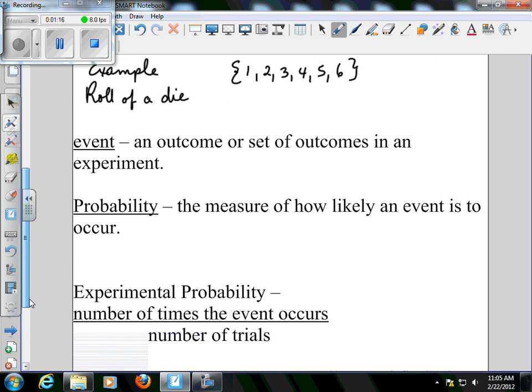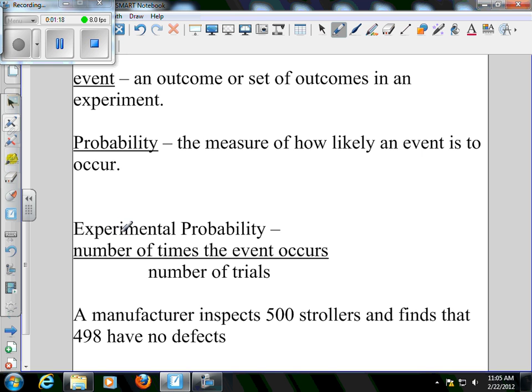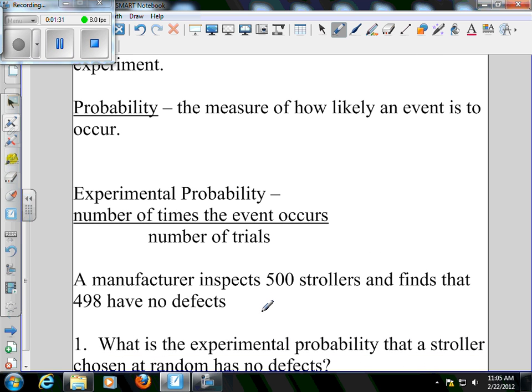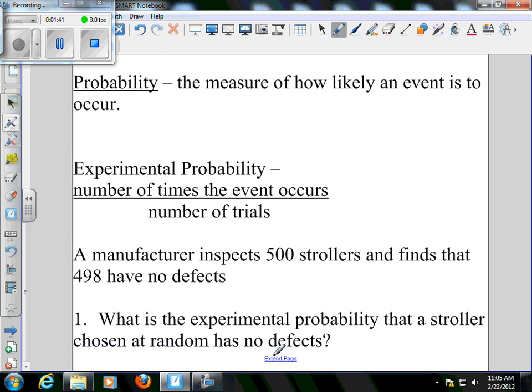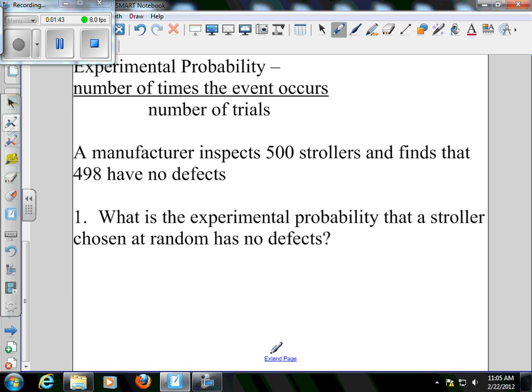Now, how we compute probability, and in this case experimental probability. Experimental probability is the number of times the event occurs divided by the number of trials. So for instance, in this particular case, a manufacturer inspects 500 strollers and finds that 498 have no defects. And we want to know, what is the experimental probability that a stroller chosen at random has no defects?